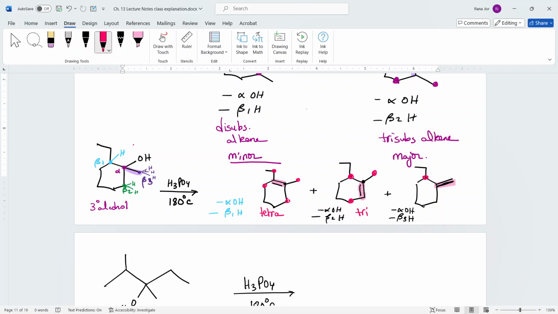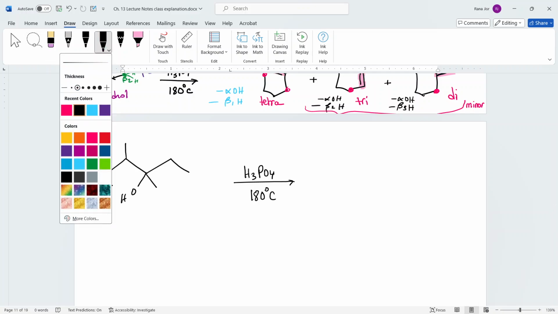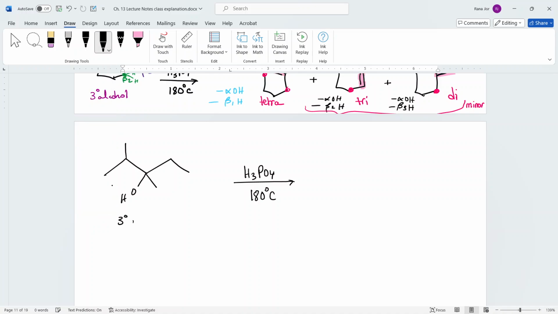And around this alkene, I have 2 carbons in there, which is a di. So definitely the tetra is going to be the major product. And the other two, these two over here, are going to be the minor products. Always you have one major and the others are going to be minor. Let's have another example here. This is again a tertiary alcohol, similar to the one that I just drew, but this one is a chain.